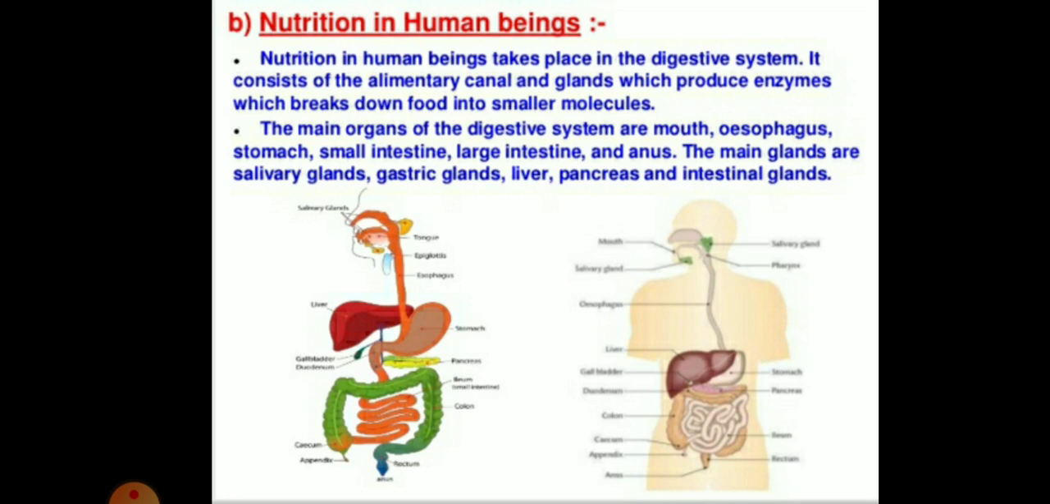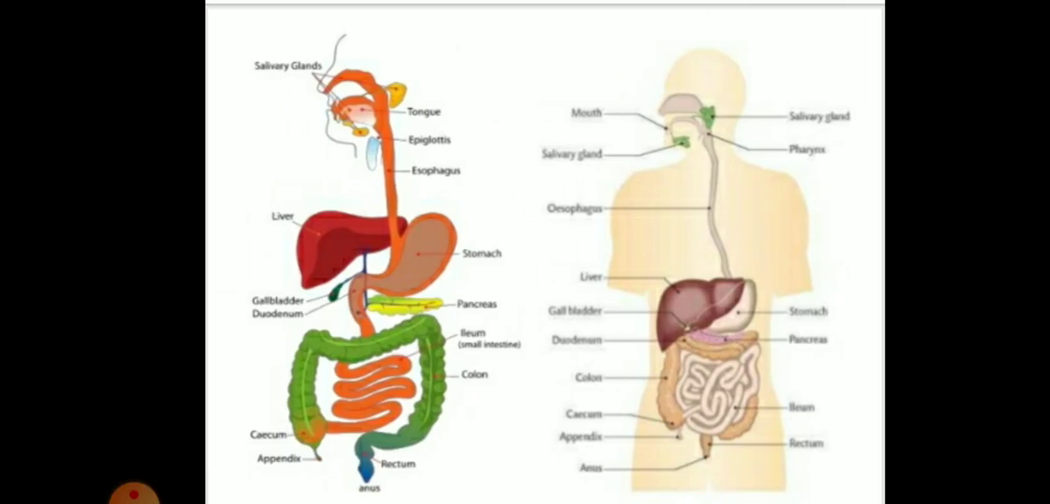So the breaking down of these food particles is called the digestion process, and the main organs of the digestive system are mouth, esophagus, stomach, small intestine, large intestine, and anus. And the main glands are the salivary glands, gastric glands, liver, pancreas, and intestinal glands. So children, we know the liver is the largest gland of our body, and you can see the picture of the digestive system here.